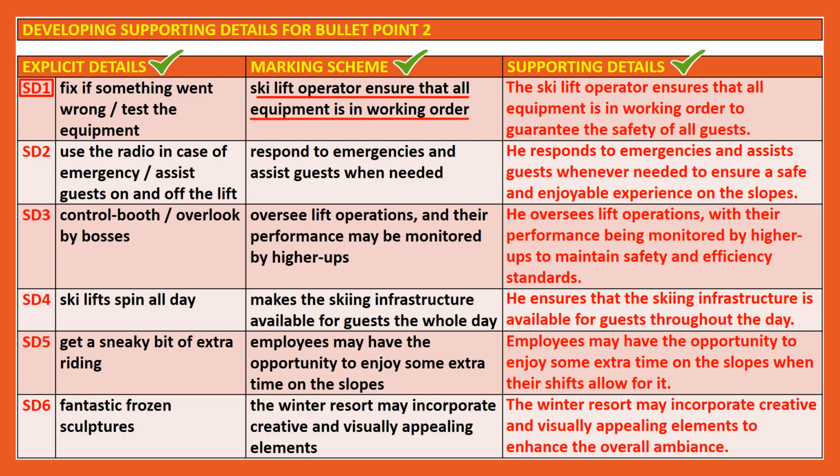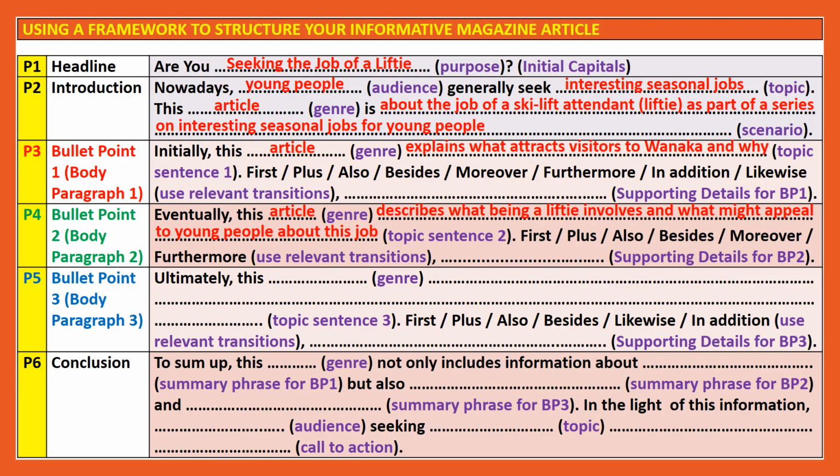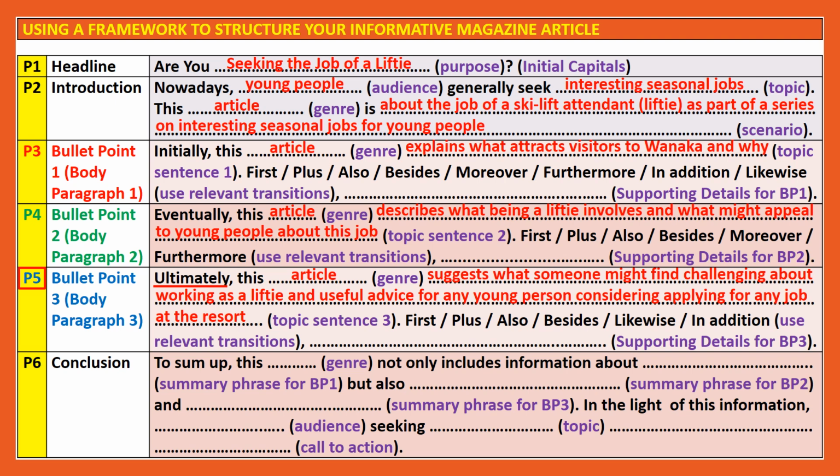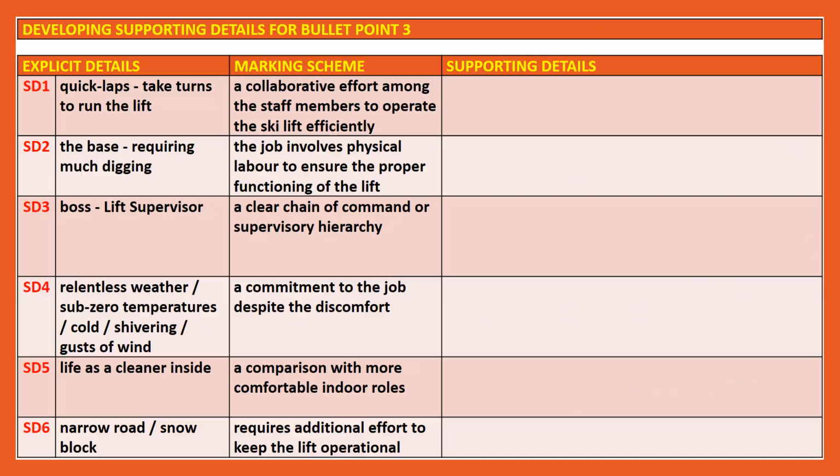Next, start P5 with yet another paragraph transition, reference to the genre, and a topic sentence deriving it from the third bullet point in the prompt to introduce the third body paragraph. Ensure you use relevant transitions to each of the supporting details. Now develop supporting details for the third bullet point.